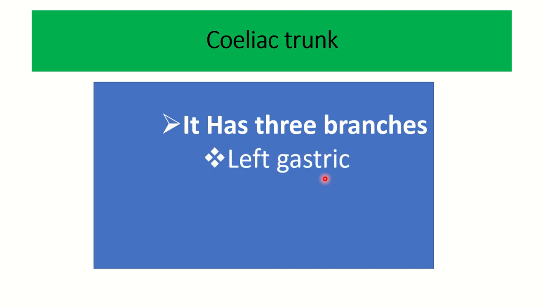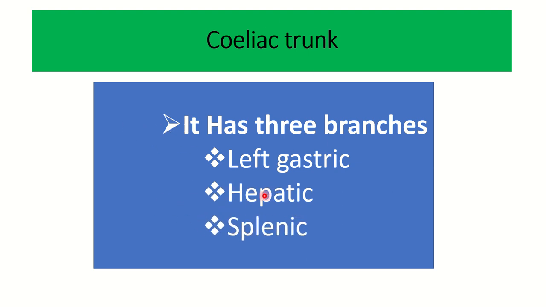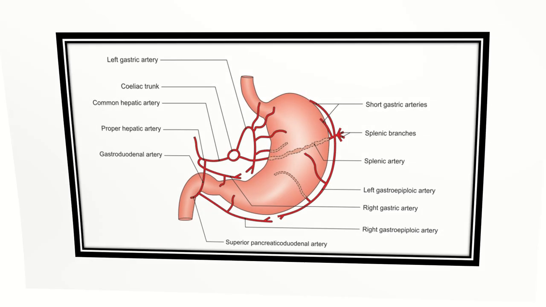First of all, the left gastric artery, which supplies the stomach. Then the hepatic artery, or common hepatic artery, supplies the liver, gallbladder, some parts of the pancreas and other structures also. Then the splenic artery. So the celiac trunk has three branches: left gastric, hepatic, and splenic artery.